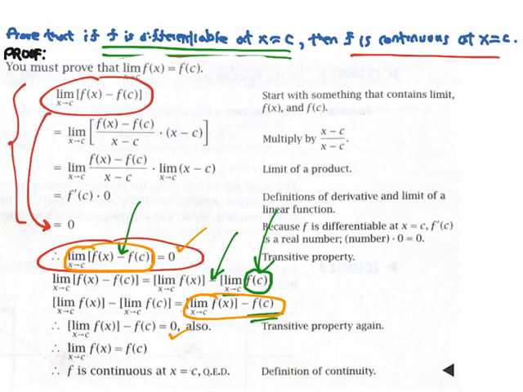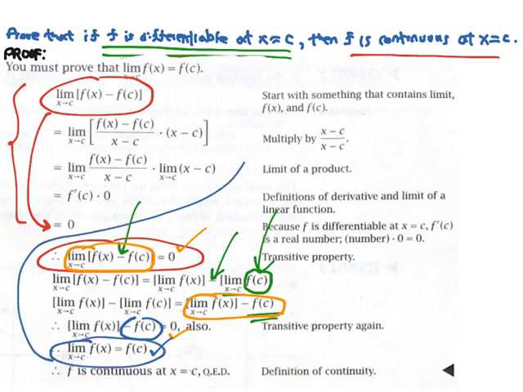And the next line after that, we just add f of c to both sides of the equation, and this is what we have. And that is, in fact, what we were trying to show, to argue that we have continuity. So we may conclude that if a function f is differentiable at x is equal to c, then it must also be continuous at that same point.